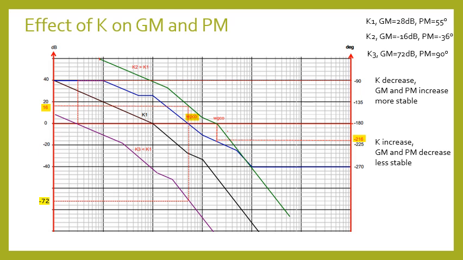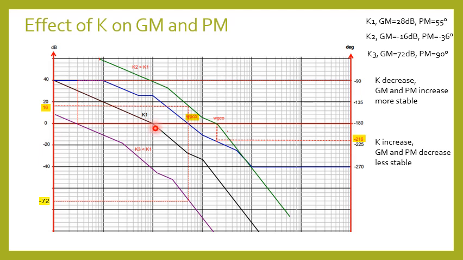In this slide, I would like to demonstrate the effect of system gain K on GM and PM value. I have plotted three magnitude plots for three different values of K: K1, K2 and K3. K1 is the K value that I have used in the previous slide. From that, we have seen that the gain margin equals 28 and the phase margin equals 55.